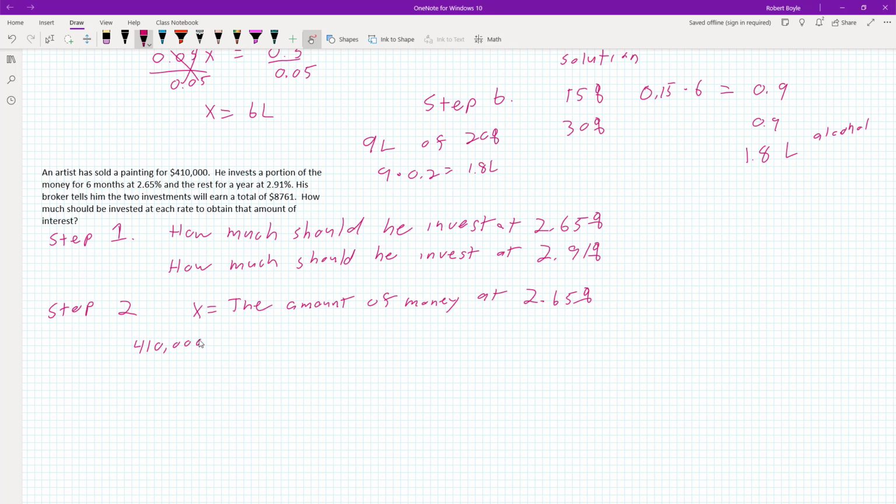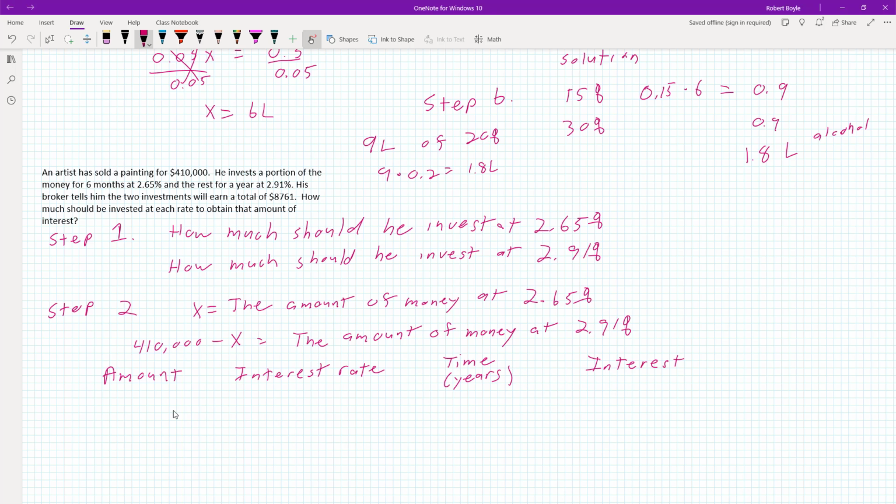$410,000 minus X is the amount of money invested at 2.91%. Okay, and now we can use this information to construct our handy dandy little table here. Here we have the investment amount, the interest rate, the time or duration in years, and the interest earned.